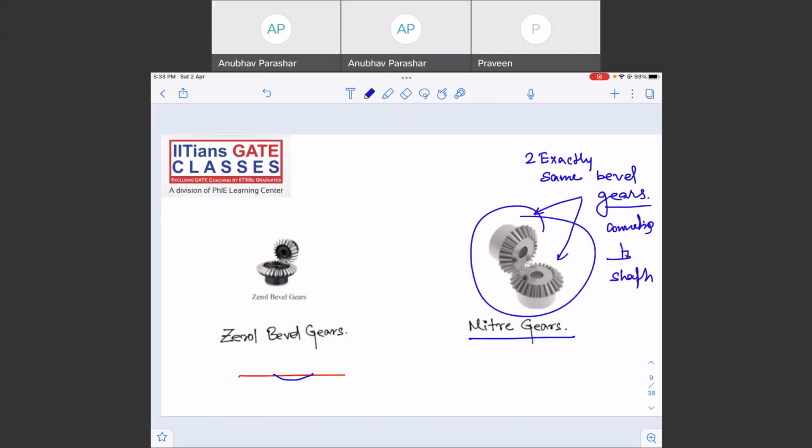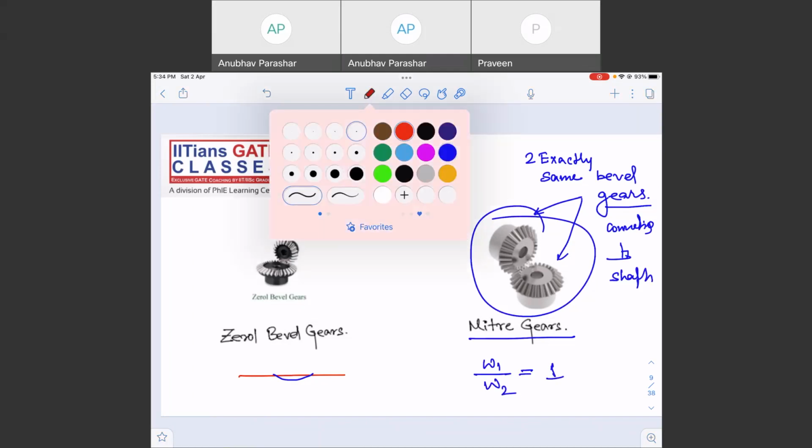Okay. So these are known as mitre gears. So what will be the velocity ratio of a mitre gear? Because both the gears are exactly the same, the velocity ratio will be 1. So power transmission means the two shafts will be perpendicular to each other. If you're using mitre gears, the two shafts will be perpendicular to each other, and the velocities of both the shafts will be equal. There is no change in the angular velocity. Omega 1 and omega 2 will be equal.